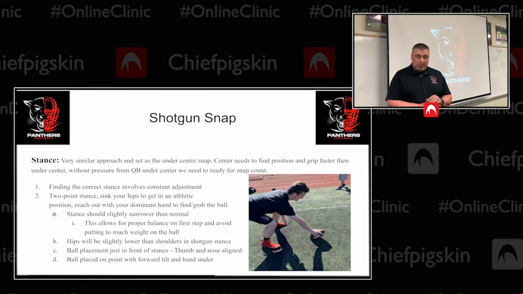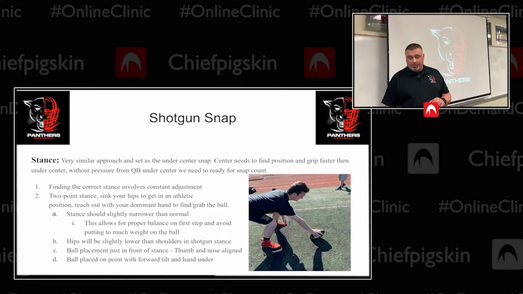Now that our arms are out a little bit further. Ball placement is just in front of the stance, thumb and nose aligned. Now when I say thumb and nose aligned, we're actually aiming for the back point of the ball this time. And you can see in the picture, as I mentioned, the ball is placed on his point with a little bit more forward tilt. If you look at this picture of our center here, you can see that there's definitely more forward tilt on the ball.